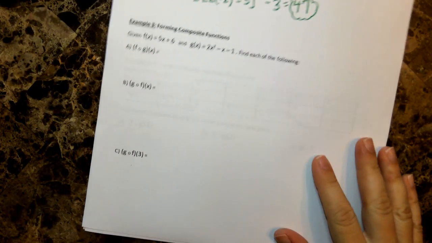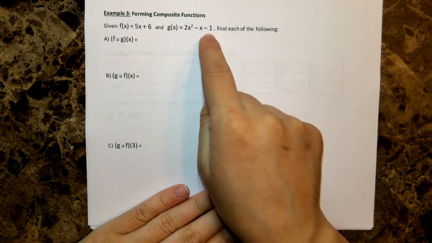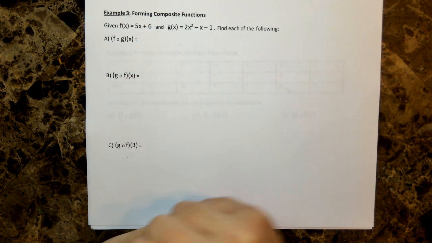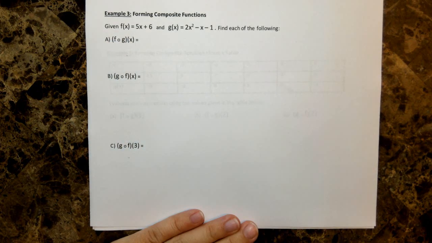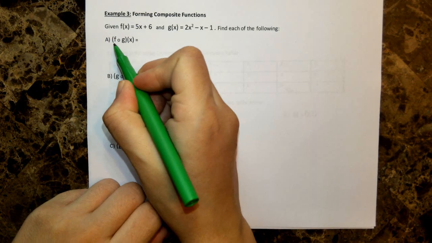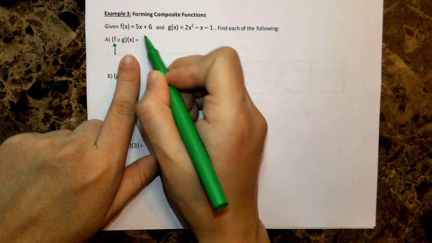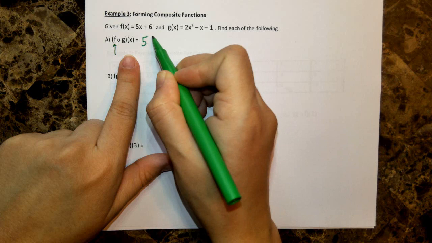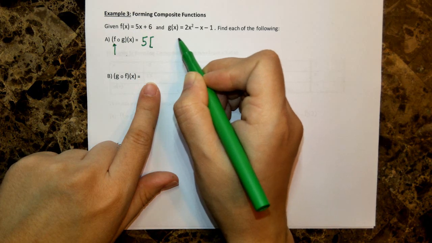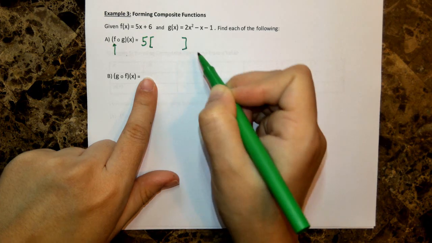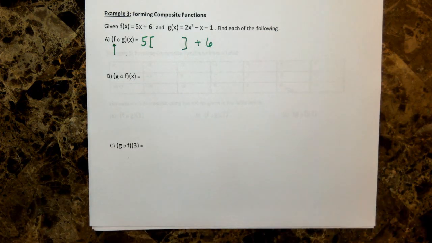Okay. So, example number 3, once again, same thing. It gives us 2 functions, and it says to find each of the following. So first thing I'm going to do is start with part A, figure out what is F composed with G. Start with the first function, which is F, and that's this first one, 5x plus 6. So I'm going to write that down. 5, and instead of x as my input, I'm going to have these empty brackets or parentheses, and then plus 6.